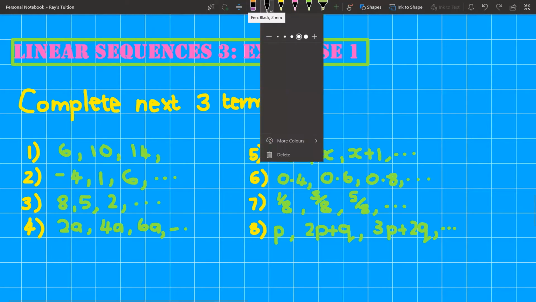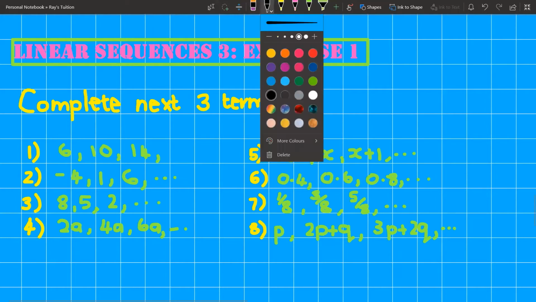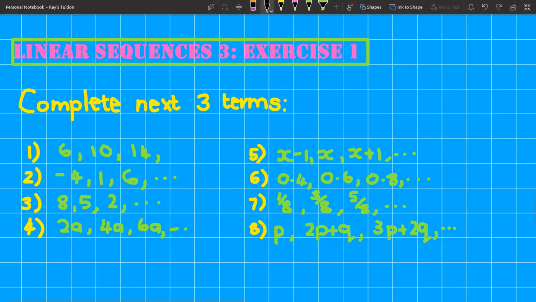So if we have a look at the first one, we have 6, 10, and 14. 10 minus 6 is 4, so we added 4, and then again we added 4 to get to the next one. So the next term should be 18, 14 plus 4, then 22, and finally 26. Okay, let's have a look at the next one.